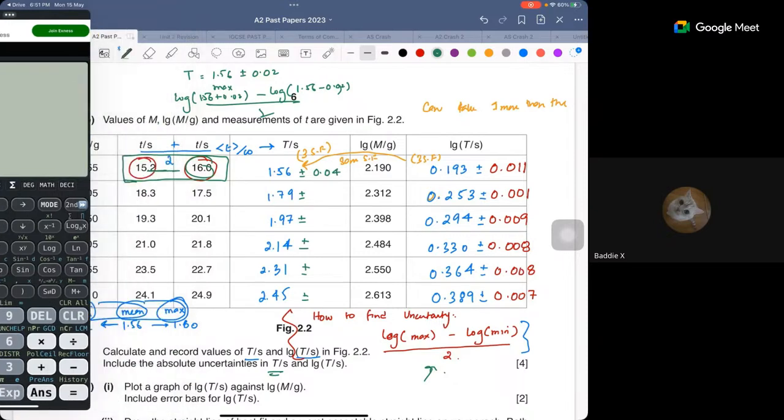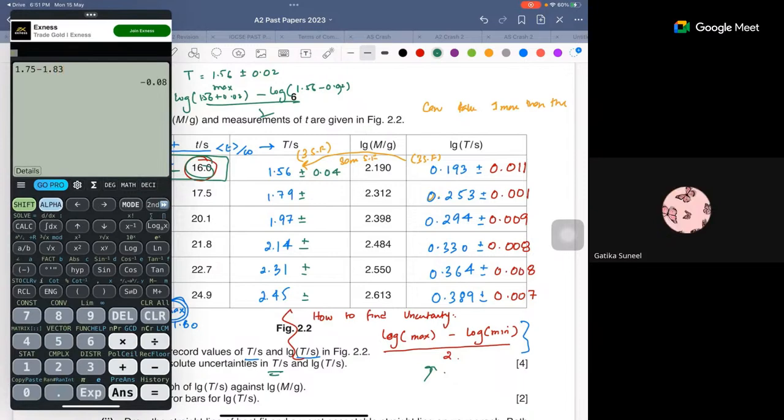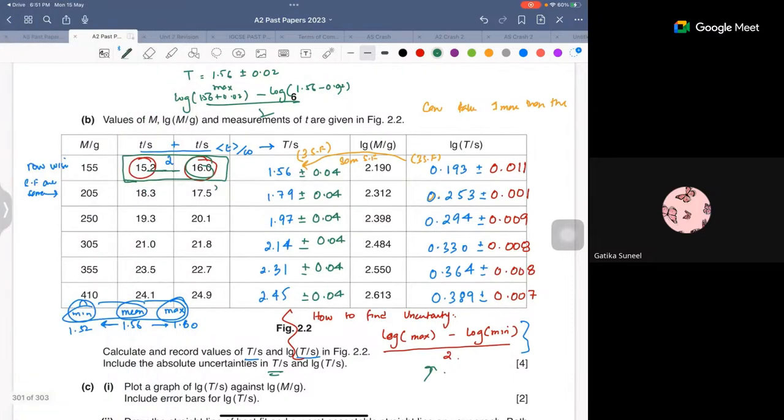1.75 minus 1.83, divided by 2, 0.04. All of them are 0.04, right? So if you calculate, they're all of them like this. But you have to basically do this minus this divided by 2. You get it? And after dividing it, then you can use it directly or you can use this formula, that's up to you. But I recommend this formula 100%.